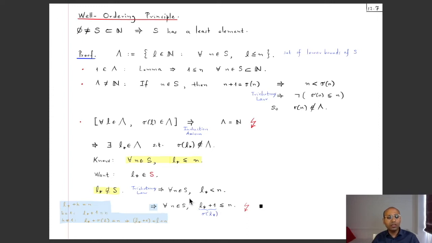So we have justified this implication, and we have got that for every n belonging to S, L star plus 1 is less than or equal to n. In other words, we have shown that sigma L star is less than or equal to n. But that's a contradiction, because then sigma L star would be a lower bound of the set S, and so it would belong to lambda, whereas we know that it does not belong to lambda. So this contradiction shows that this assumption cannot be true. So L star has to belong to S. So we have got an L star which is a lower bound, and moreover it belongs to the set S, and so this S has a least element.